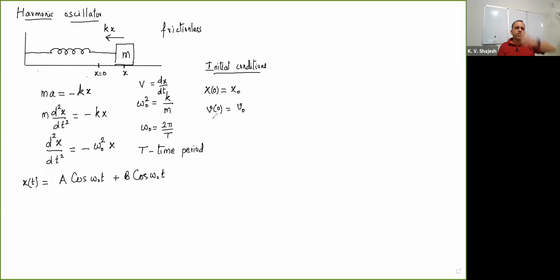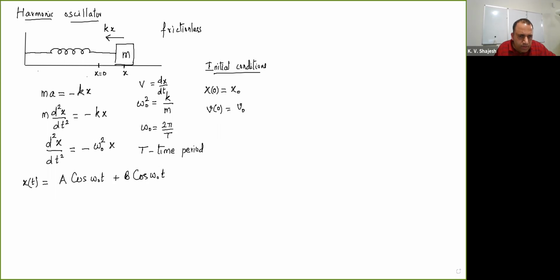Right? That defines pretty much all the variables down here. And based on our initial conditions x of 0 and v of 0, we can find A and B. And let's see how do we go about this, before we come back and see how did I really get cosine and sine.